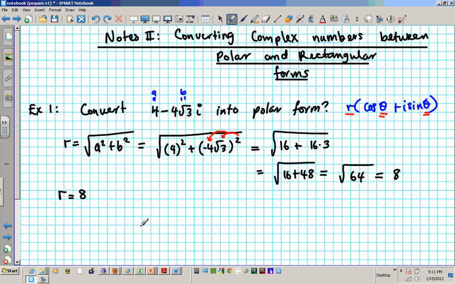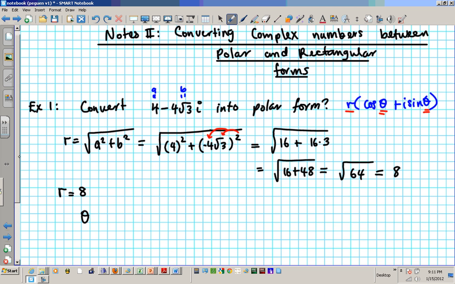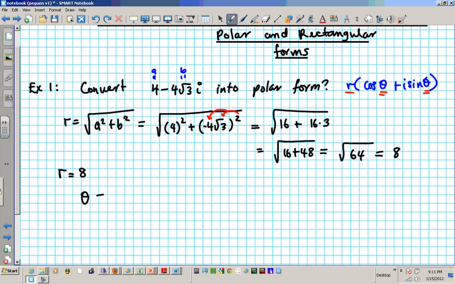We need theta. In order to find theta, we're going to use that formula we considered before, which is a result of TOA in SOHCAHTOA. We're going to take the inverse tangent of y over x. What is y? What is x? The one that comes first is x. This is also x, right? And this is also y. Inverse tangent of a over b is the same thing.